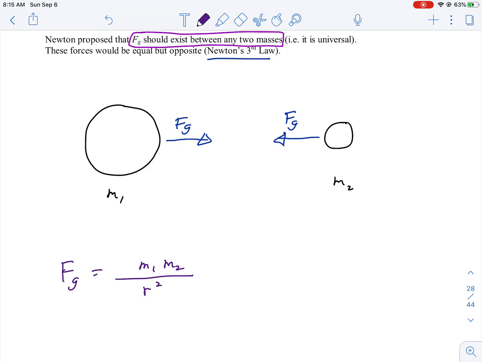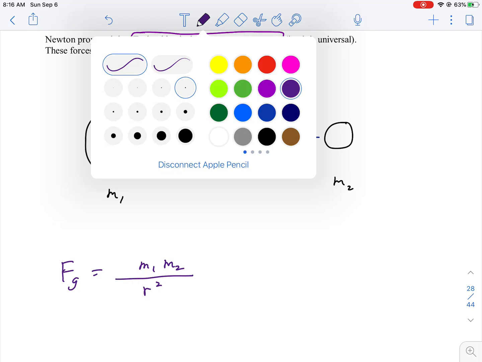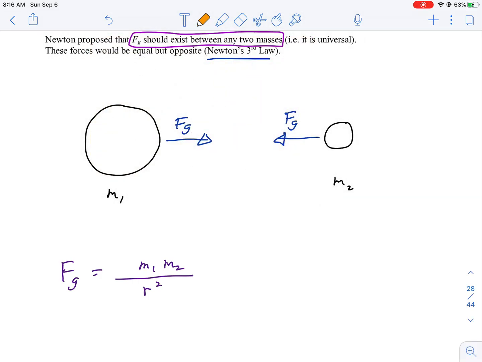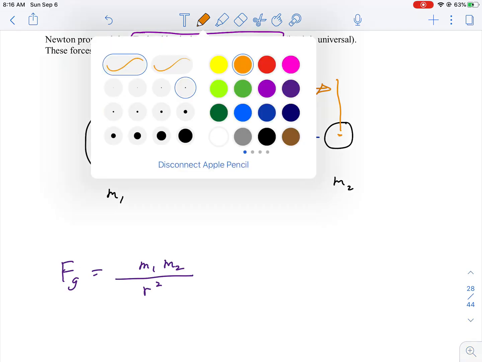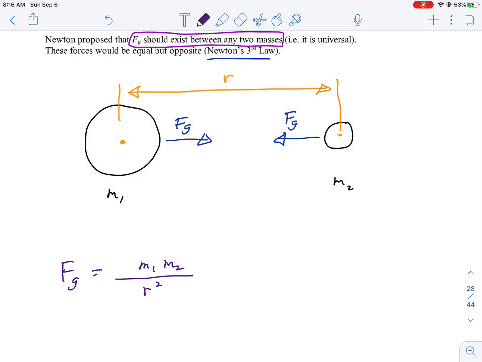And so on the diagram, let me just show you what R specifically represents. It is a distance from center to center. Okay, that's the distance R that we're actually talking about here. The distance between the centers of these two masses. Good. And then there's a constant with this equation as well, which he called big G, the gravitational constant. So here's the equation for the force of gravity between any two masses.